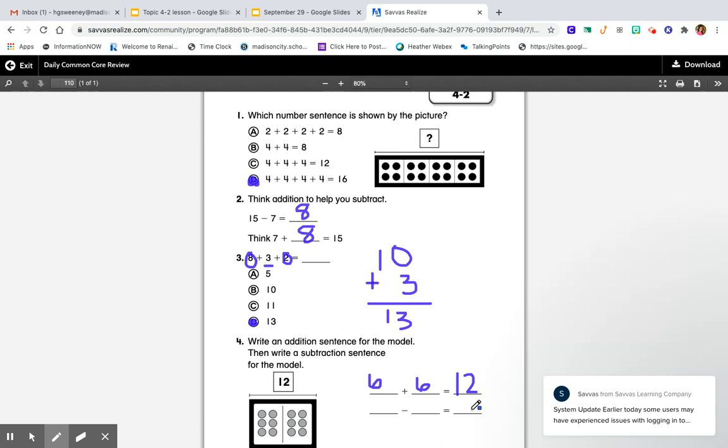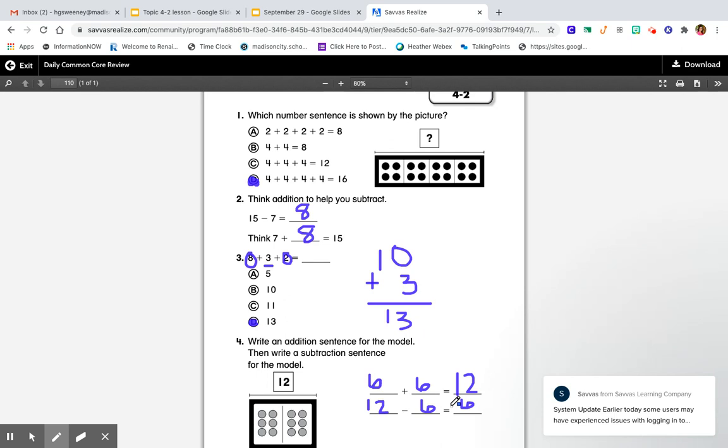Now I need a subtraction sentence. We know with subtraction we start with the whole. Well, the whole is 12, so 12 is first. Minus one part, 6, equals the other part, 6. And we know this is a doubles fact because we're adding the same number. And when we're doing a fact family, we should have the same exact numbers when we're adding and subtracting. Okay, so that is the completion of our warm-up.